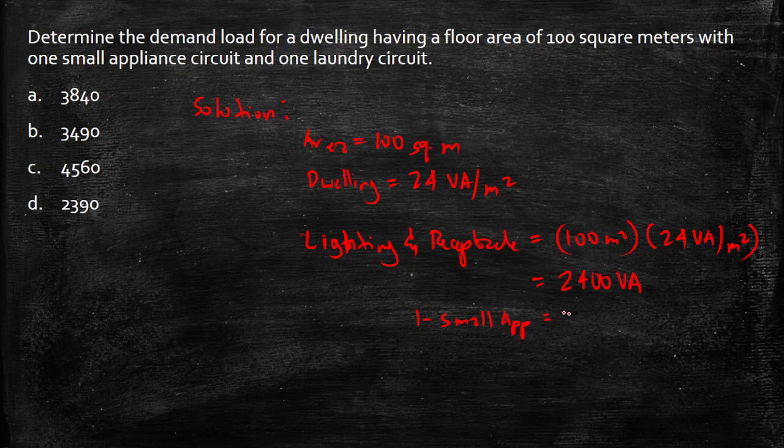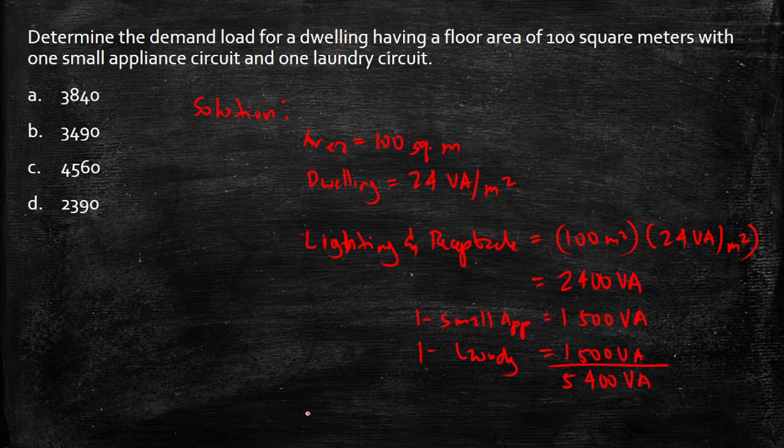If you have two appliance circuits, you automatically add 3,000, but each of them has a separate breaker. So the two are 1.5 each. Then one laundry circuit, that is another 1.5. So the total is 5,400 volt ampere, which is 3,000 plus 2,400.